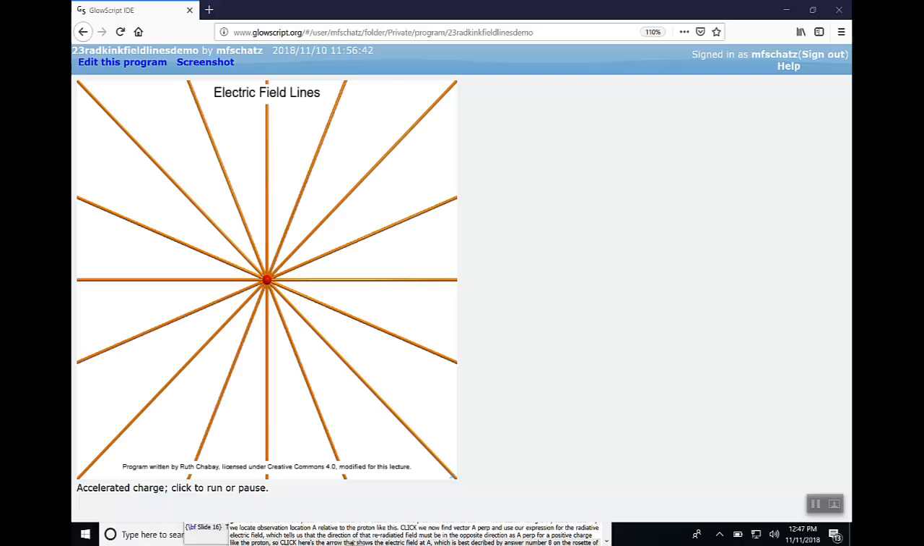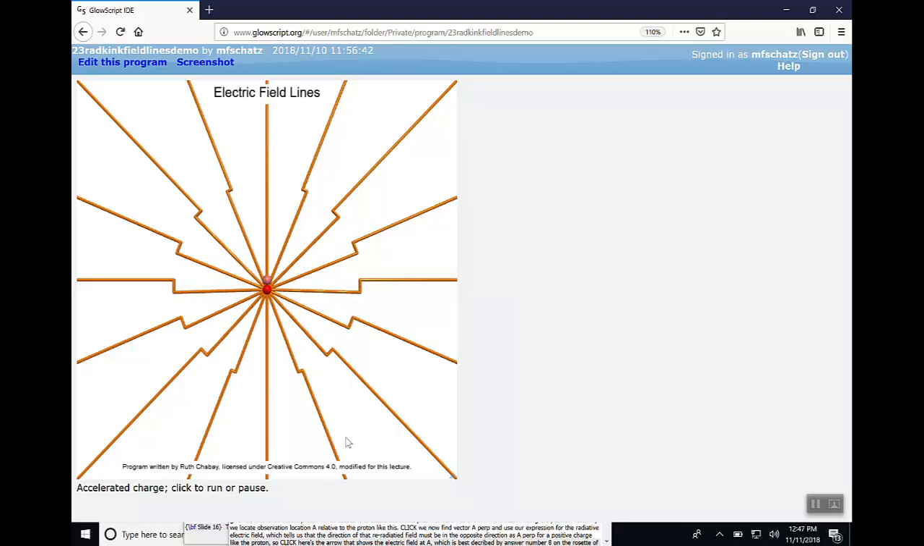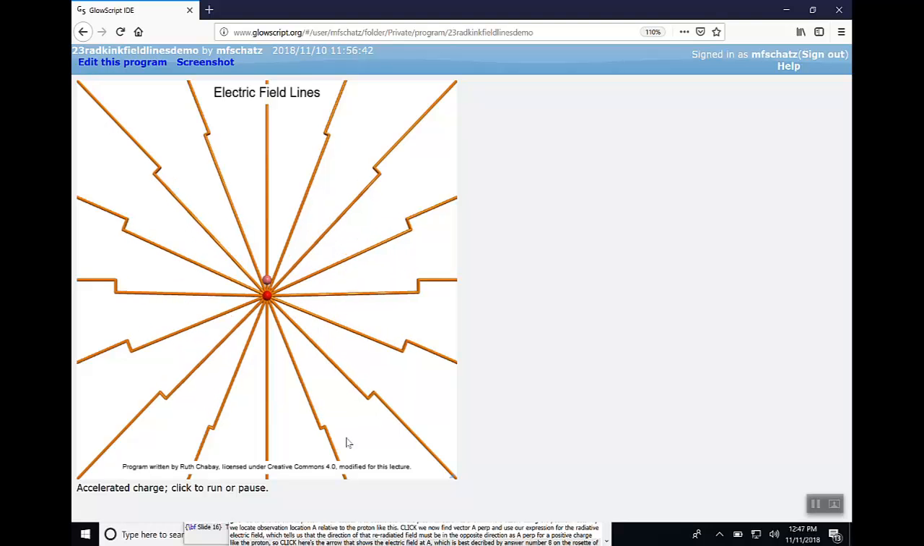So let's look at a GlowScript visualization of what happens when a charge starts to accelerate. So here we have a positive point charge shown in red here at rest, and the electric field lines showing the electrostatic field. Now, we are going to accelerate the charge briefly downward. And what you see are kinks in the field lines that travel outward away from the accelerating charge. The regions of the kinks represent the places where we have electromagnetic radiation, a pulse of propagating fields.